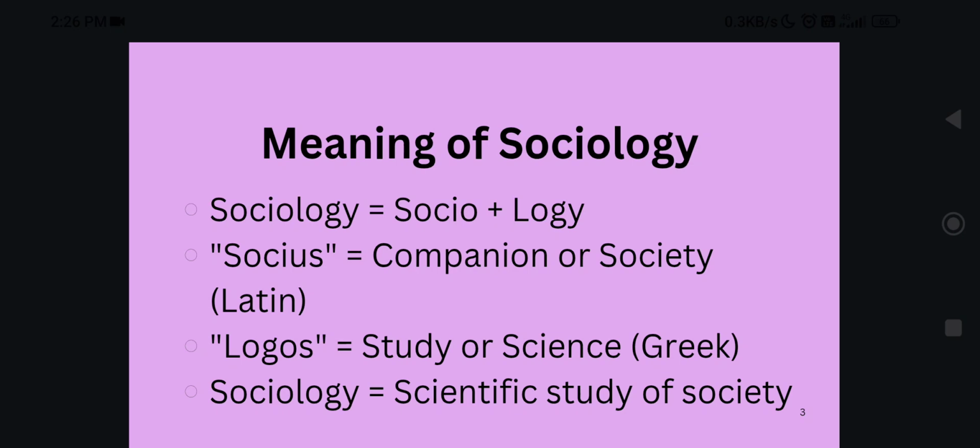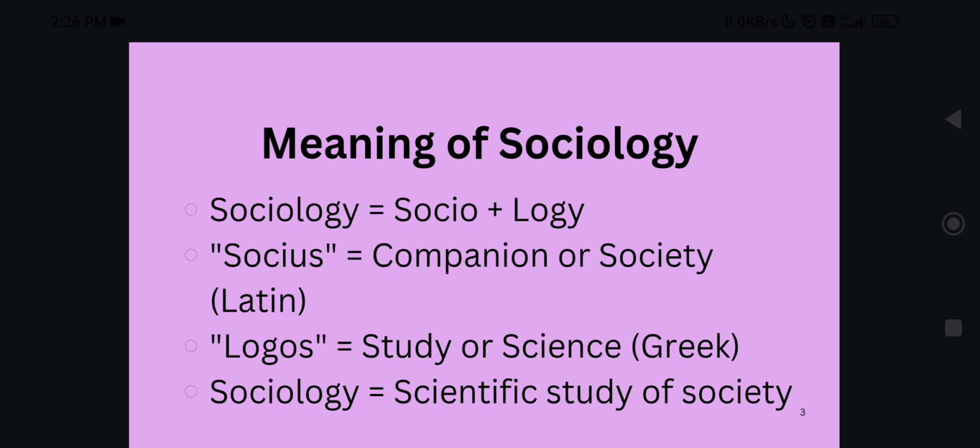The word sociology is made up of two words. The Latin word socios means companion, association, or society. The Greek word logos means study or science. Therefore, sociology means the scientific study of society.